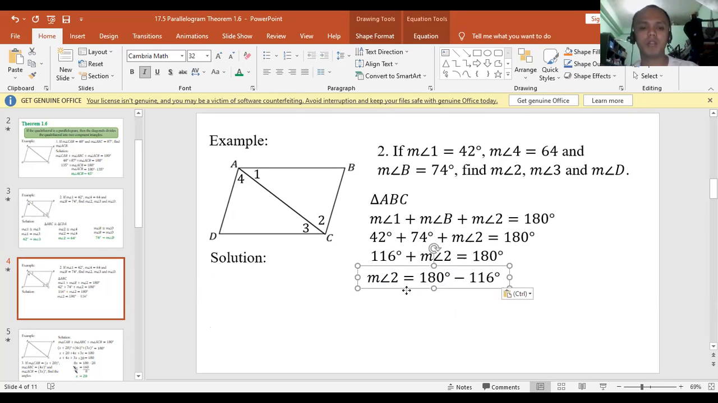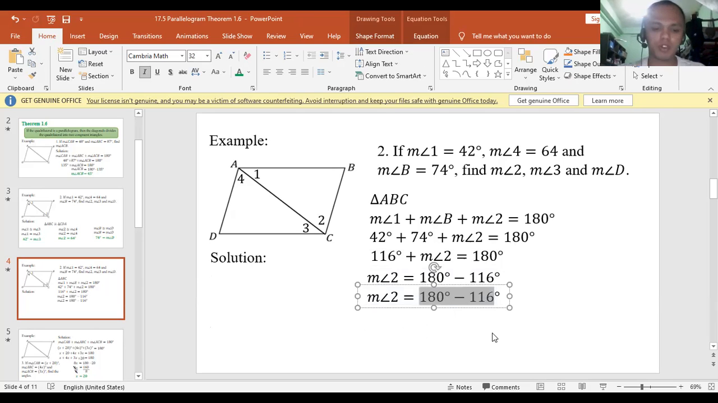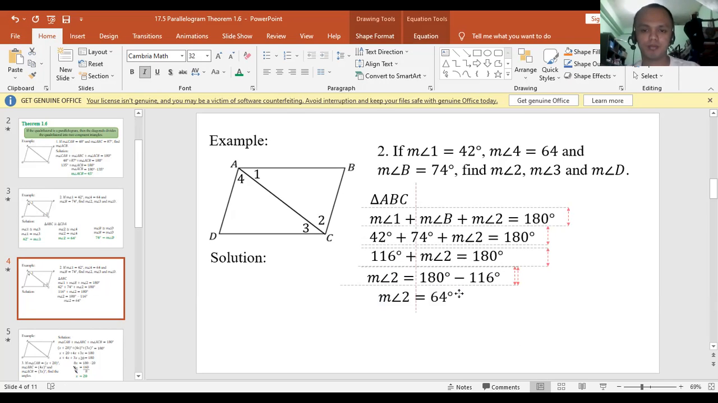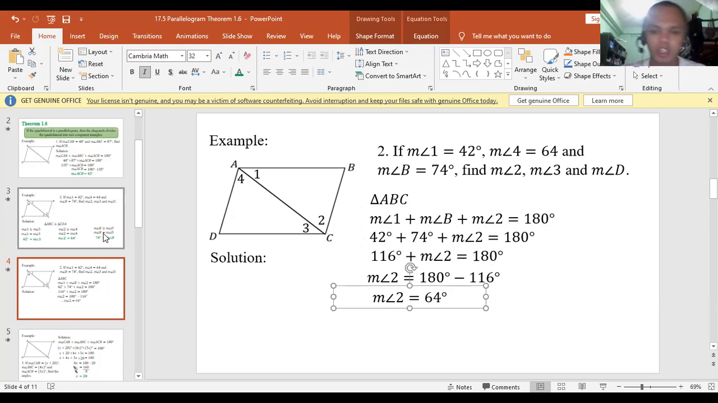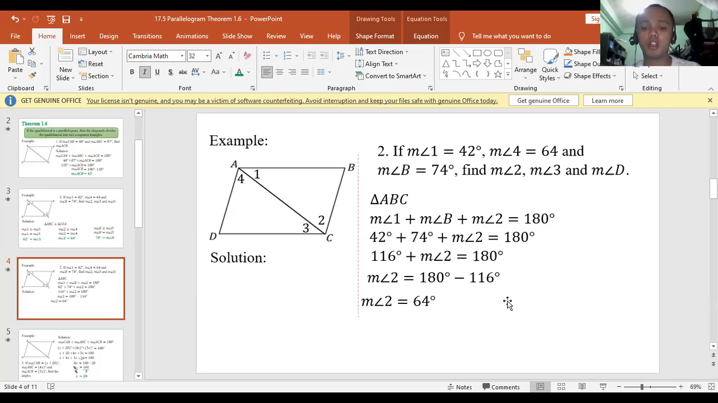Okay, 180 minus 116. That would be equal to 64. Tama? Okay, tama. 64. Okay? See? Nakuha natin yung measure of angle 2. Another way of solving to, ha? It's up to you kung anong gagamitin nyo, kung this one or yung una kong diniscuss.